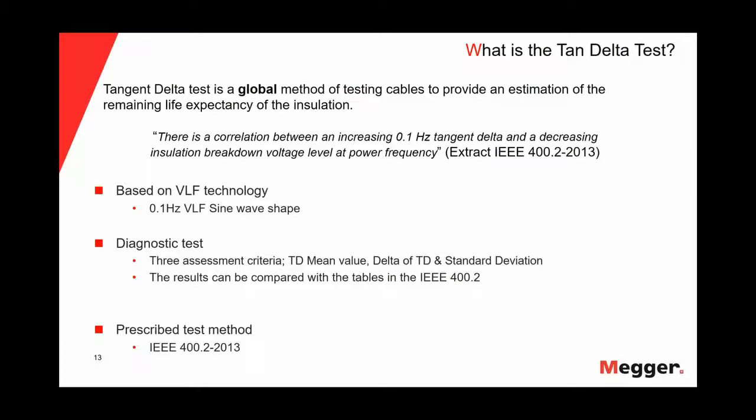Very important also for the tan delta test, as I said, we must use the VLF sine, and the frequency must be 0.1 Hertz. We cannot decrease the frequency when we are doing a tan delta test. We can do that in the VLF test, but we cannot do that when we are doing a tan delta test. The frequency must be fixed, and it will be 0.1 Hertz.